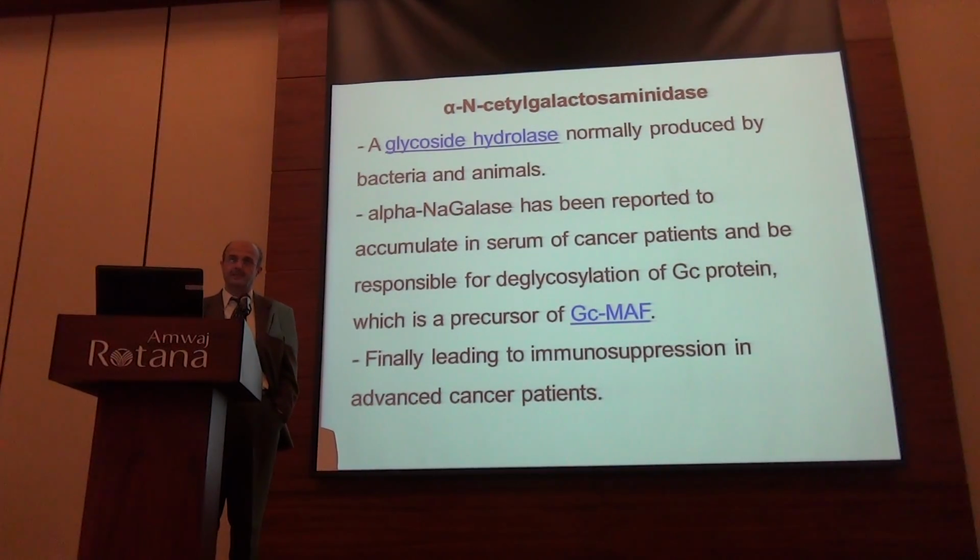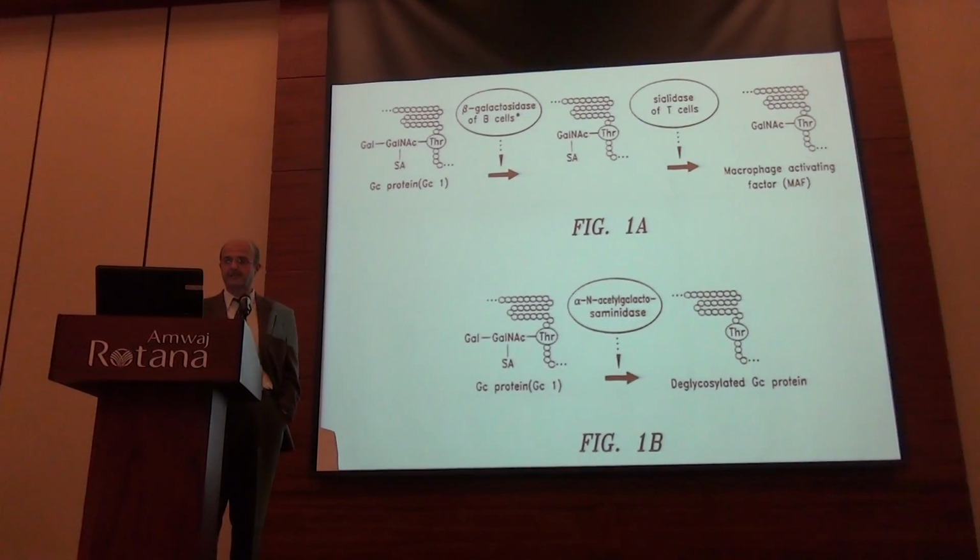And of course, this increase also will affect the GC protein itself because it will result in the removal of the sugar, or what we call deglycosylation. And if that happens, you will not get GcMAF, so it becomes useless. And this, of course, will not activate the immune system, so there is an immune suppression happening. You've seen something similar to this in Professor Marco's presentation.